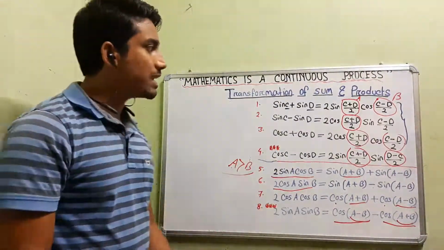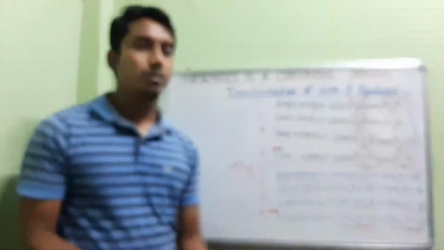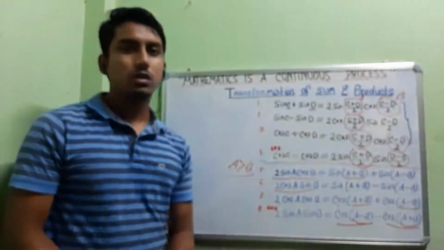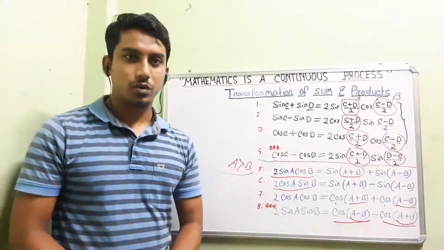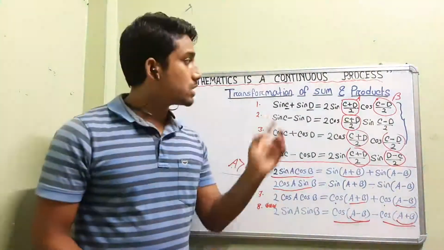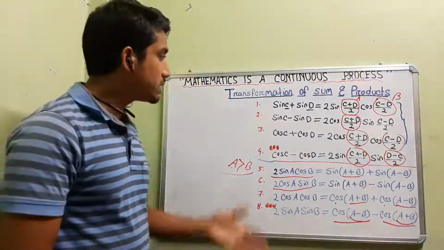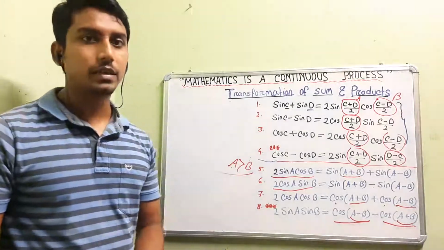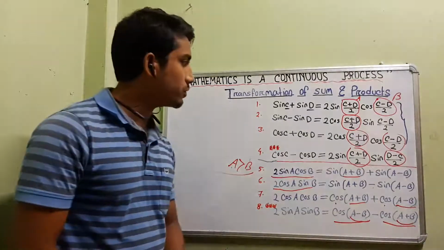So I have discussed a little bit. Also, try to find some trick to remember the formulas, or else go with the problems. By solving so many problems, the formulas will be automatically remembered. So these are the 8 formulas for the topic transformation of sums and products. Let me discuss the formulas by taking some problems, that would be helpful for you.